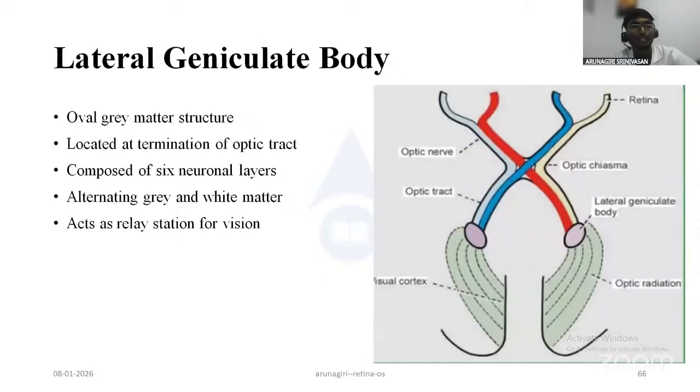Lateral geniculate body: an oval gray matter structure located at the termination of the optic tract. It is composed of 6 neuronal layers, alternating gray and white matter, and acts as a relay station for vision.